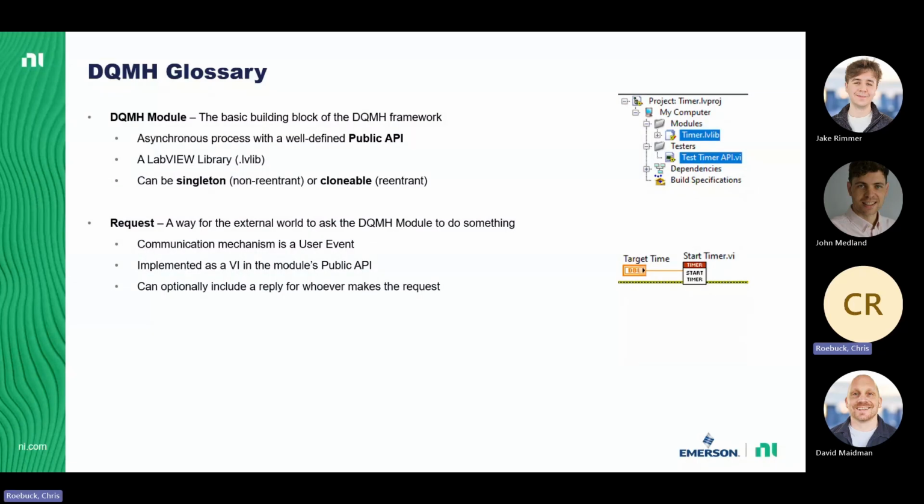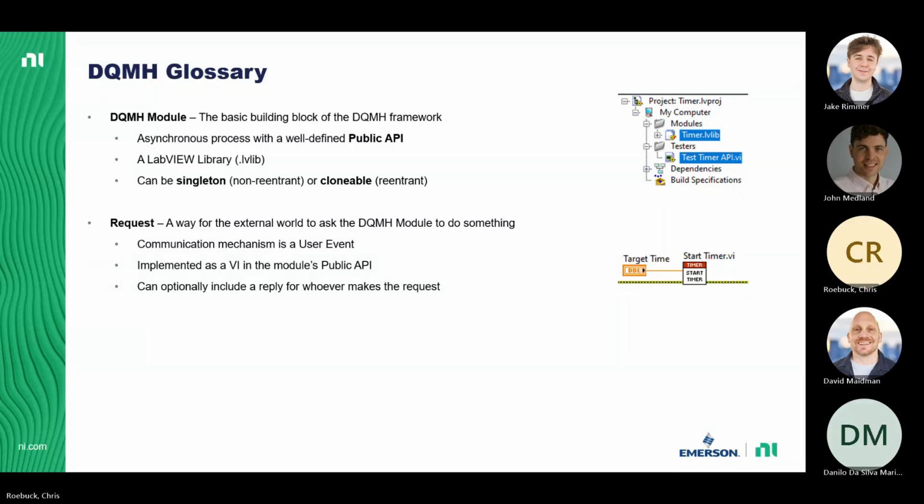So messages. We talked about actors. How do we talk to them? Well, we talk to them via an API. We talked about the different types of message that we can have. Well, an obvious way is a request. That is a way for the external world to ask the module to do something. Practically, it's carried out by means of a user event. It's implemented as a VI in the module's public API, and it can optionally include a reply for whoever makes the request.